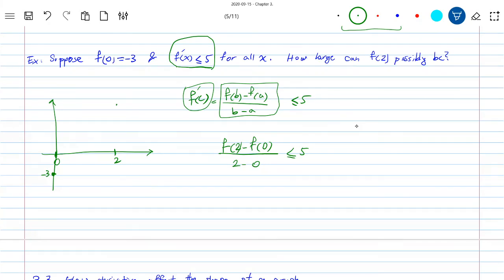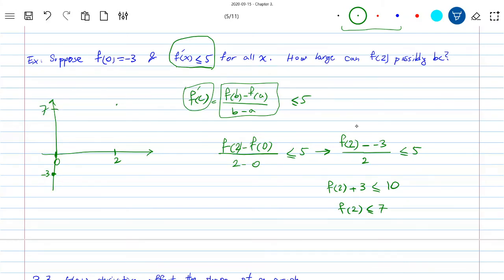What is f of 0? F of 0 is given, -3. So I can replace f of 0 with -3. Therefore, f of 2 minus -3 divided by 2 minus 0, which is simply 2, is less than or equal to 5. To solve this inequality, multiply both sides by 2. You get f of 2 minus -3, which becomes +3, is less than or equal to 2 times 5, 10. Subtract the 3, and f of 2 is less than or equal to 7. That means the maximum y value for 2 must be 7.